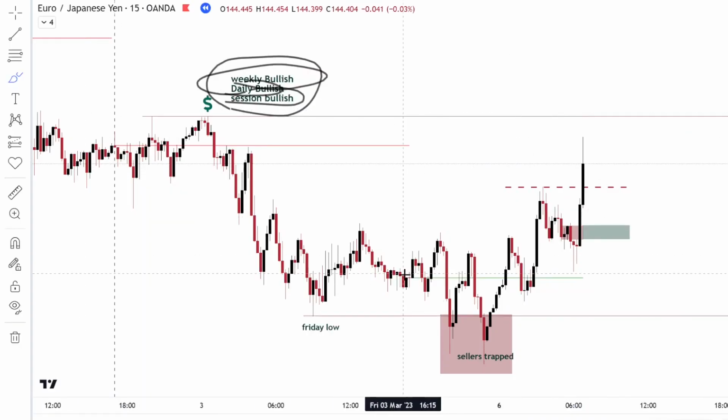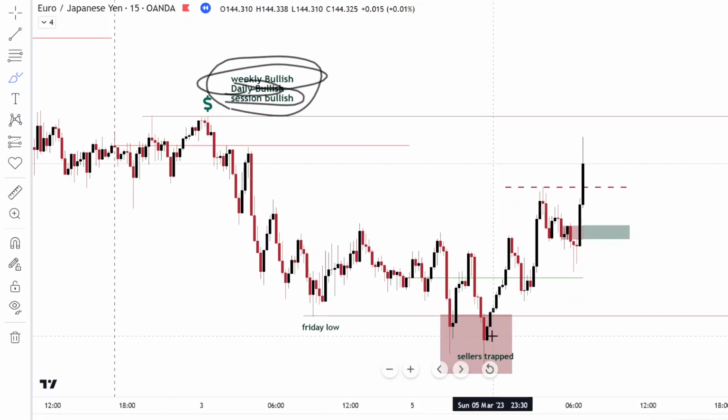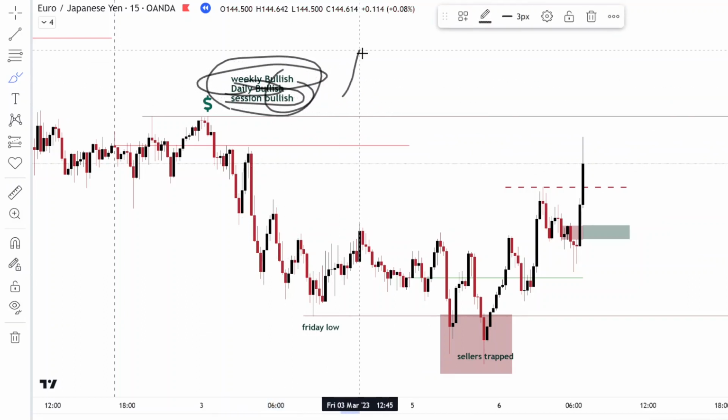So now that we know our bias and we know when the volatility is going to occur, we are looking for a reason to go bullish. We're trying to build some context to add to our case on going bullish. Why go bullish? Because we have our weekly and our daily and our session all aligned to go bullish.